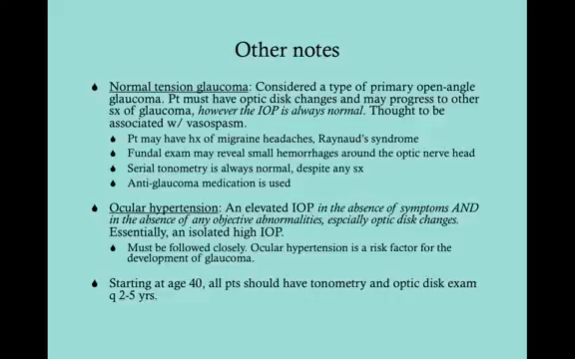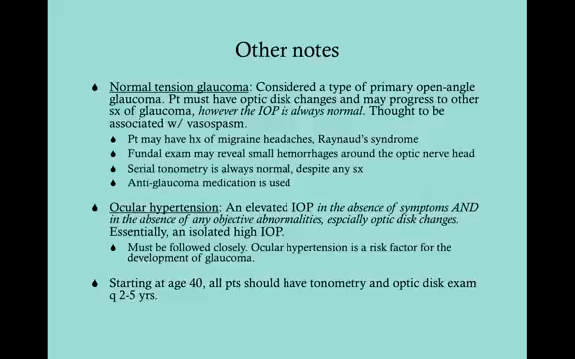But the patient will have optic disc changes and they will progress to other symptoms of glaucoma, and most importantly, the intraocular pressure is always normal. So a patient who looks like they have normal tension glaucoma, in that they have optic disc changes and symptoms of glaucoma, but at some point their intraocular pressure is elevated and stays elevated persistently, then they're going to be diagnosed with primary open-angle glaucoma. Normal tension glaucoma, the intraocular pressure has to always be normal.